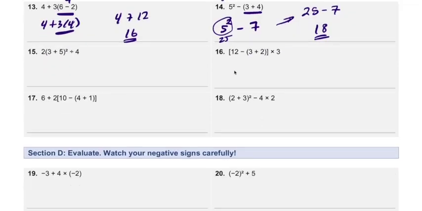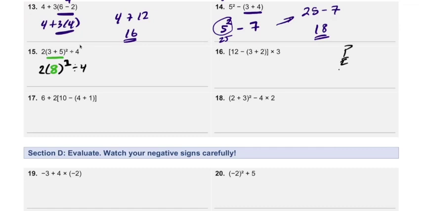Next one, I think it's more difficult. Look at this one, all this stuff. First thing you want to look at though, parentheses. So I got to do this guy first. So that's going to be 3 plus 5 is 8, and let's rewrite everything. So there's still a 2 in front, there's still a square, and divided by 4.